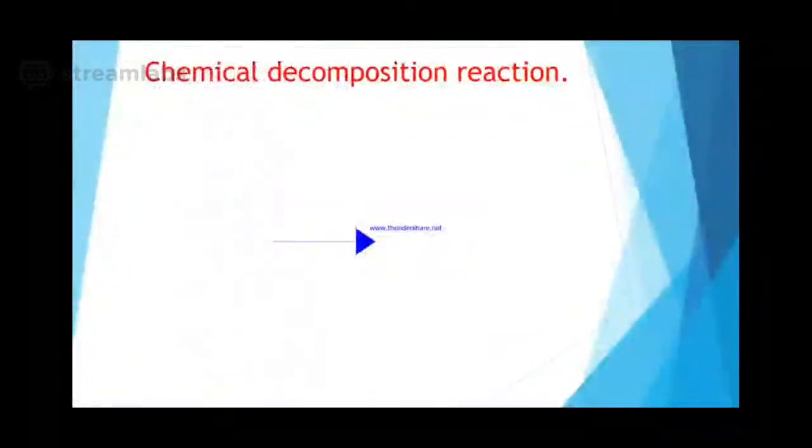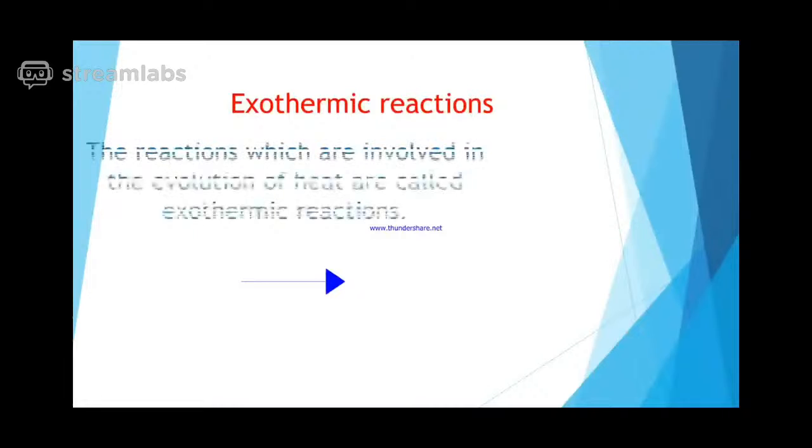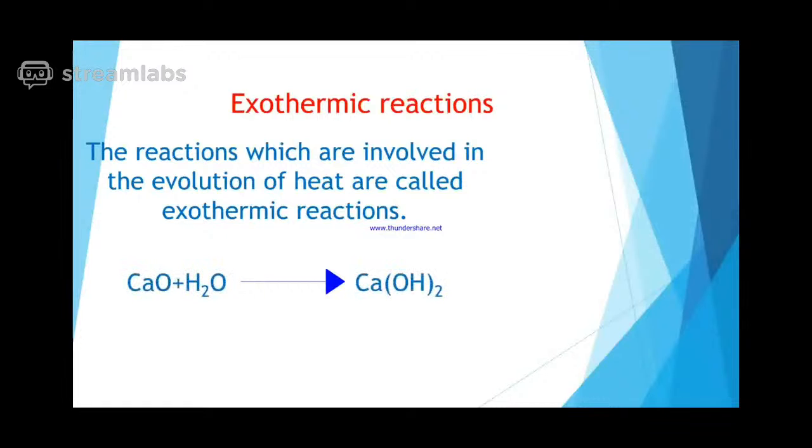The next type of chemical reaction is the decomposition reaction. A reaction in which one reactant breaks down to form two or more products is known as a chemical decomposition. It results in the formation of an exothermic reaction. So in any reaction where heat is evolved, it is considered to be an exothermic reaction.